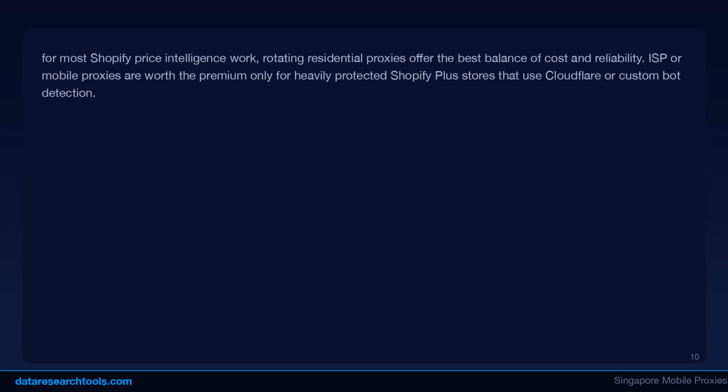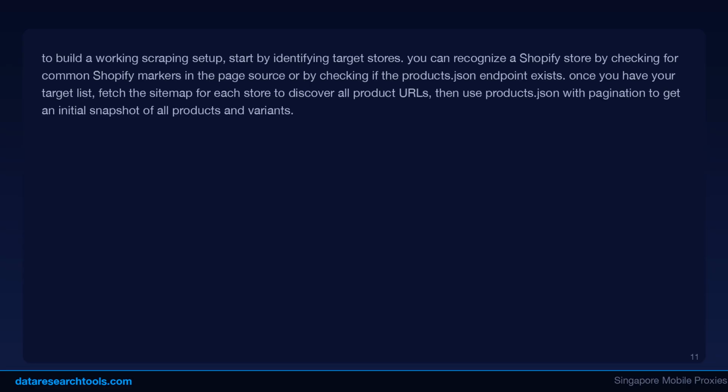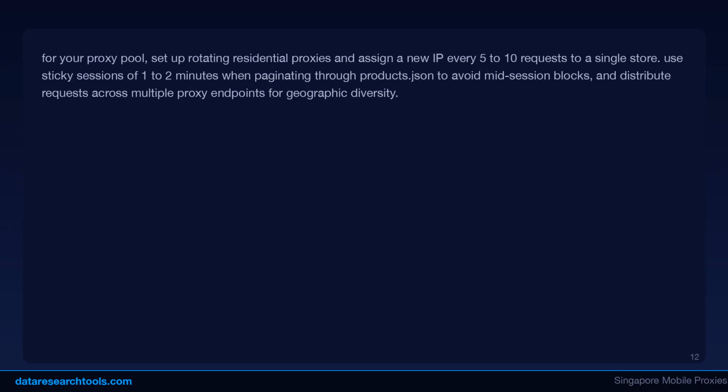To build a working scraping setup, start by identifying target stores. You can recognize a Shopify store by checking for common Shopify markers in the page source or by checking if the products JSON endpoint exists. Once you have your target list, fetch the sitemap for each store to discover all product URLs, then use products JSON with pagination to get an initial snapshot of all products and variants. For your proxy pool, set up rotating residential proxies and assign a new IP every 5 to 10 requests to a single store. Use sticky sessions of 1 to 2 minutes when paginating through products.json to avoid mid-session blocks, and distribute requests across multiple proxy endpoints for geographic diversity.